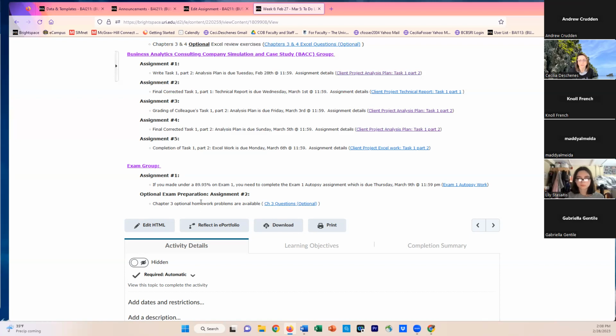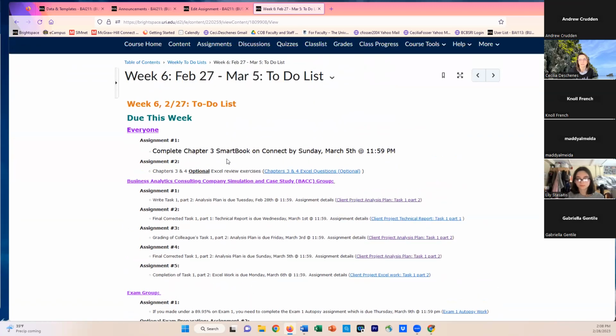Then there's the optional exam prep on chapter 3, where you have some problems. That's going to review a lot of how you take an average, how you take a median, mode, things like that. That's what we're going to be getting into. Okay, the week six to-do list is not popping up on my Brightspace.